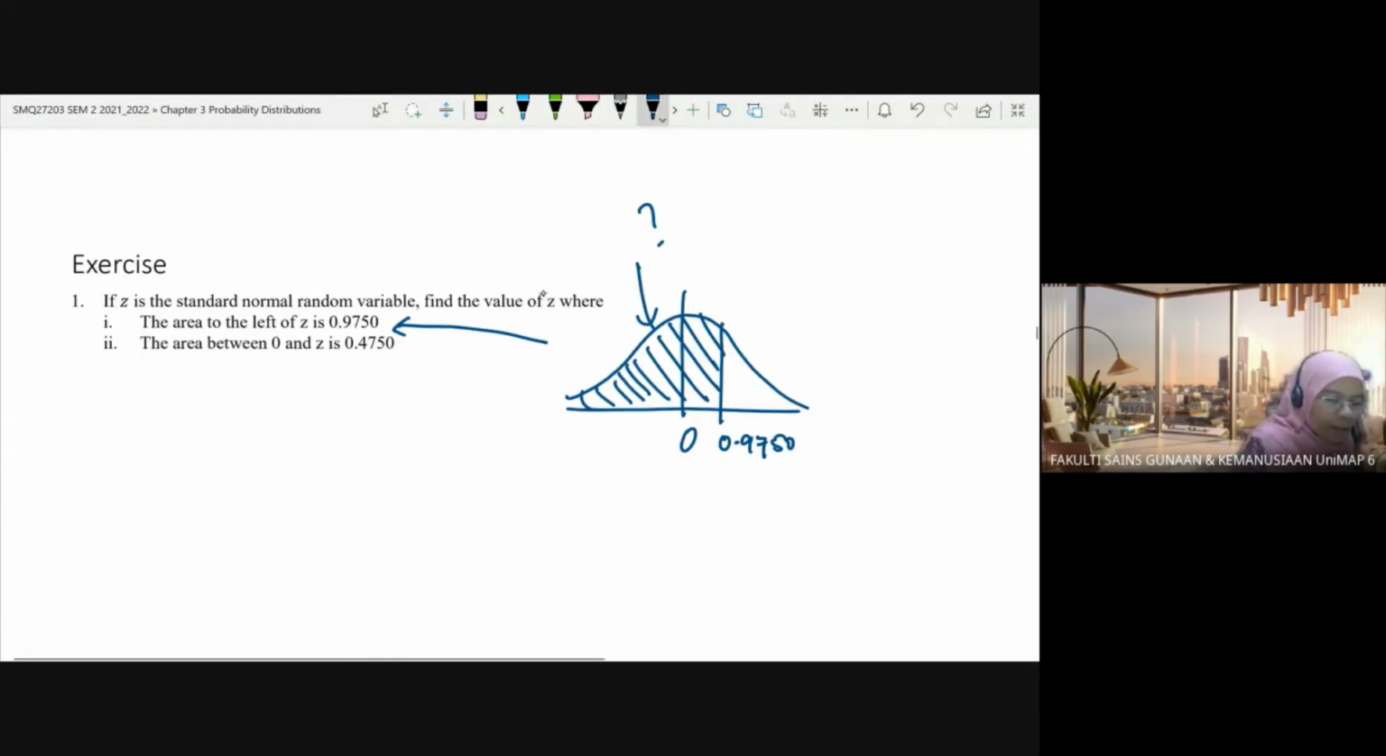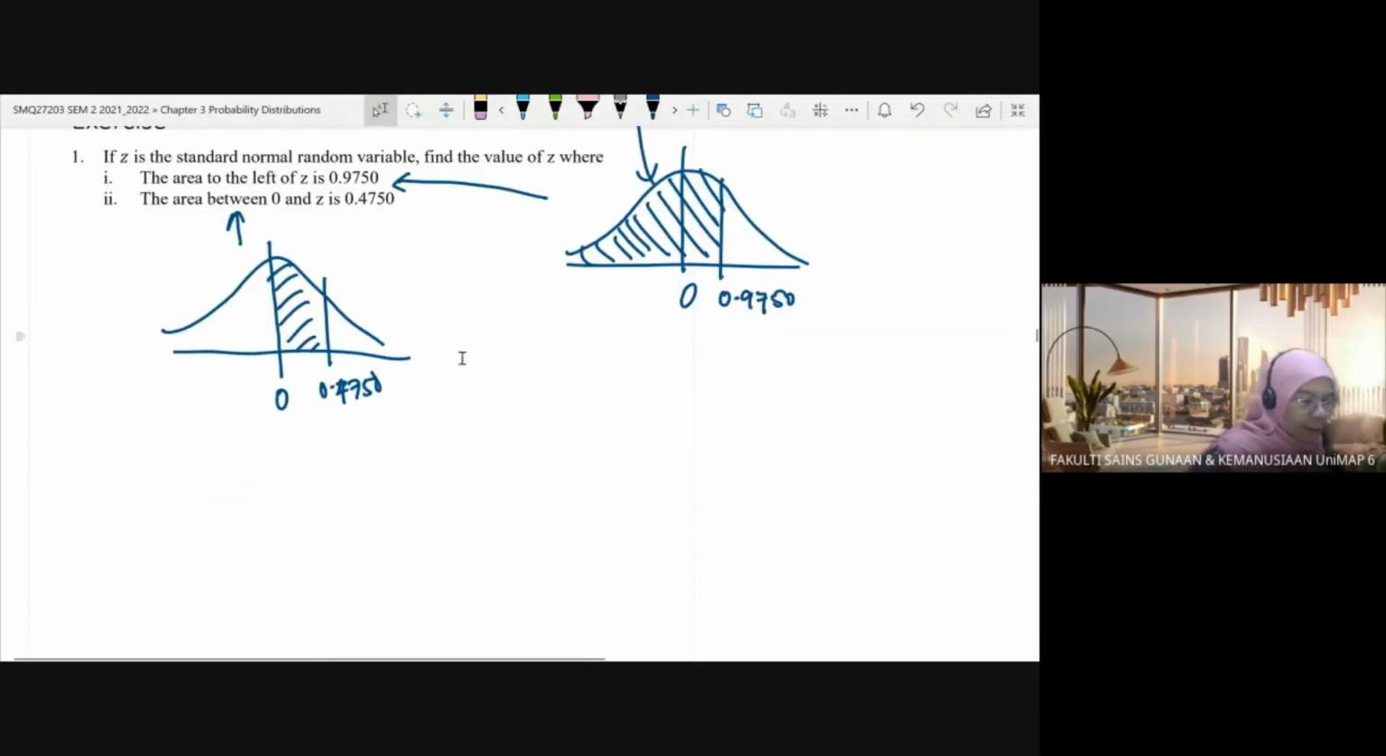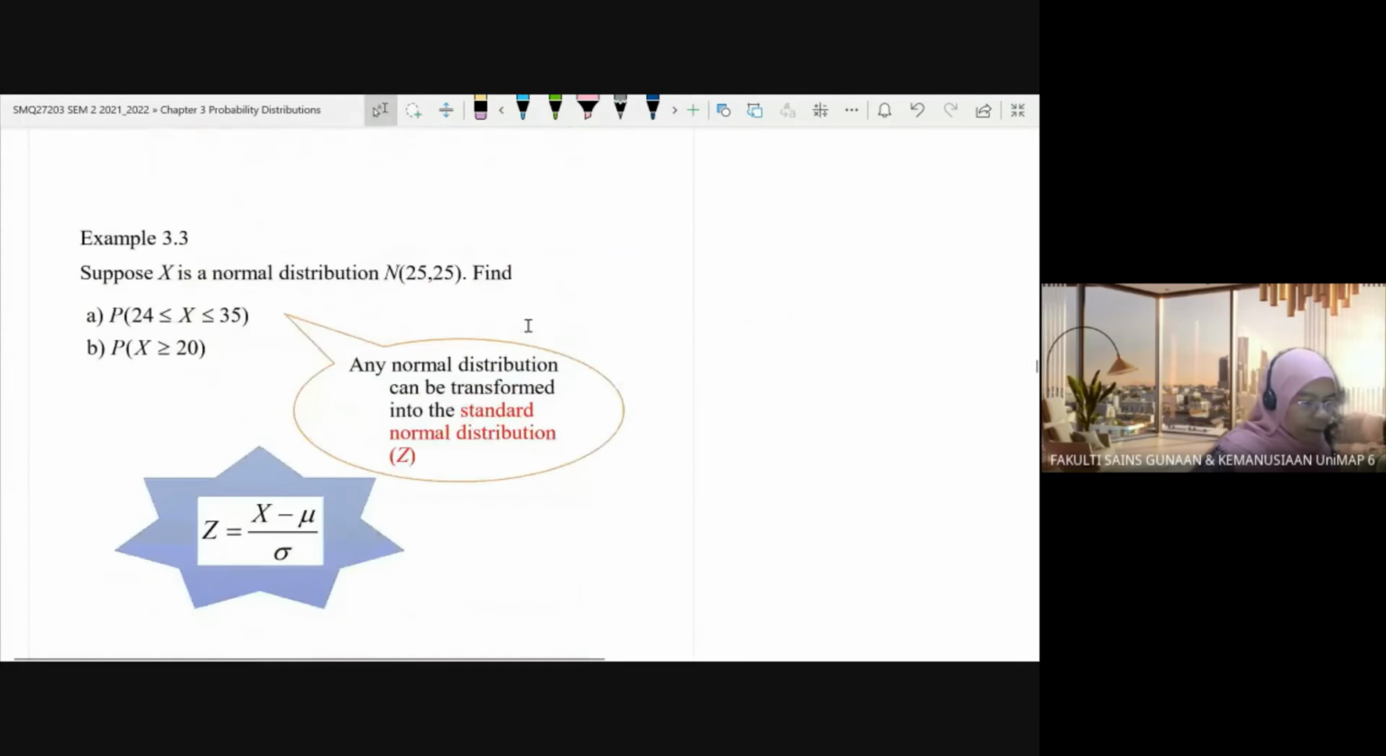Okay, the area between... for this one, use table 1. This is not the upper tail, this is the normal table. For the second, from 0 until 0.4750. So this is the area directly from the table. Okay, this one I ask you to do.